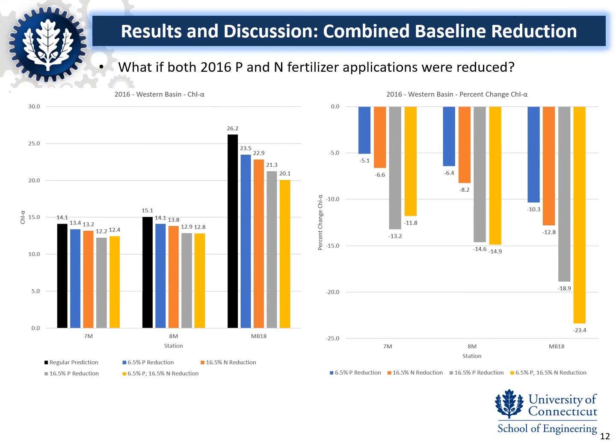So for this next scenario, we explore a combined reduction of both phosphorus and nitrogen at their baseline levels. The yellow bar shows the results of this scenario, and we can see that for the more problematic stations like 8M and MB18, a combined baseline reduction of nitrogen and phosphorus would lead to the scenario with the best decrease in predicted chlorophyll-A so far.